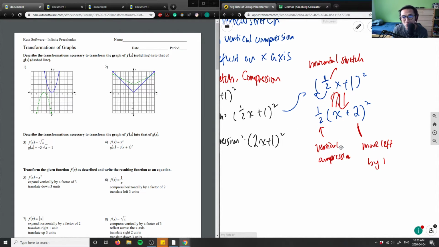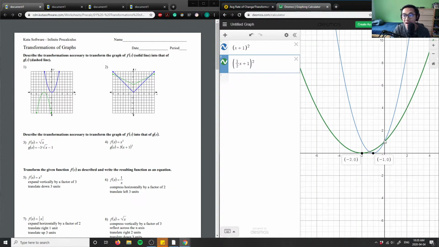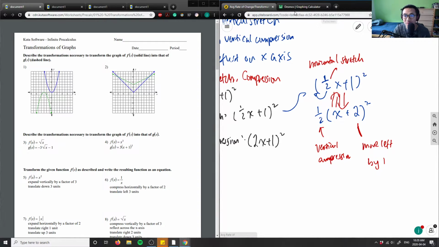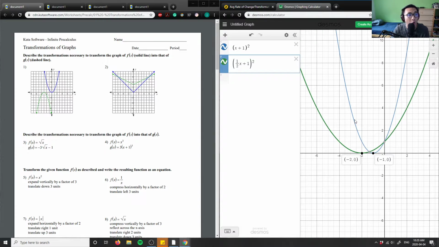However, how I choose to visualize it is different. I could choose to say I horizontally stretch this function and I made it thicker, or I could say I vertically compressed this and I shifted it left by 1 again, right? So again, this is another way to model these transformations.